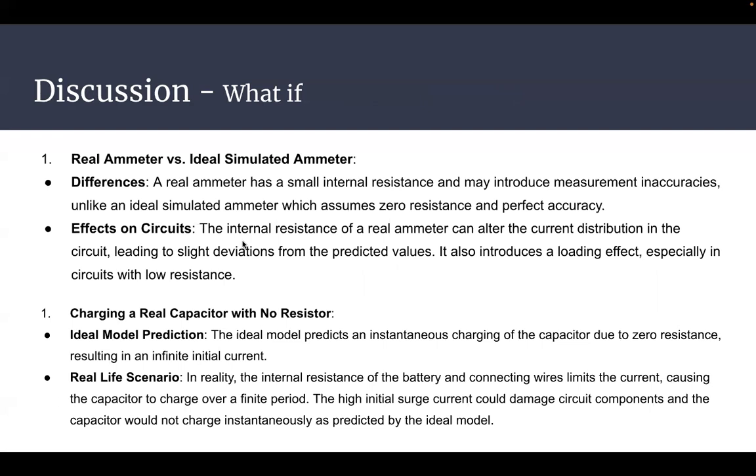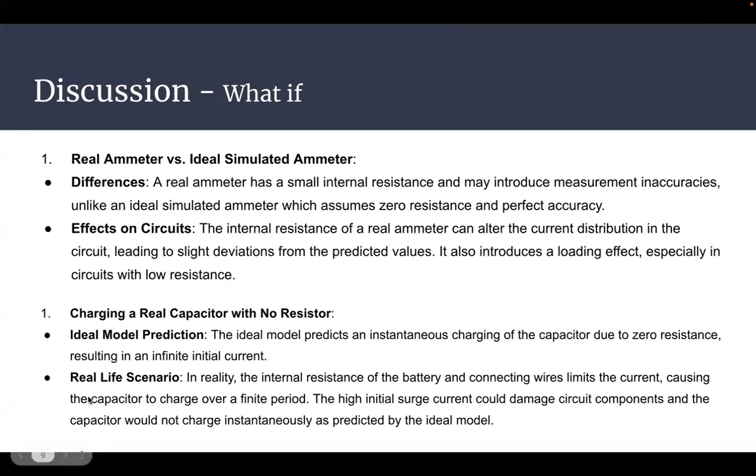First, a real ammeter versus an ideal simulated ammeter. Here are the differences between them. A real ammeter has a small internal resistance and may introduce measurement inaccuracy, unlike an ideal simulated ammeter, which assumes zero resistance and perfect accuracy. Effects on the circuit: the internal resistance of the real ammeter can alter the current distribution in the circuit.